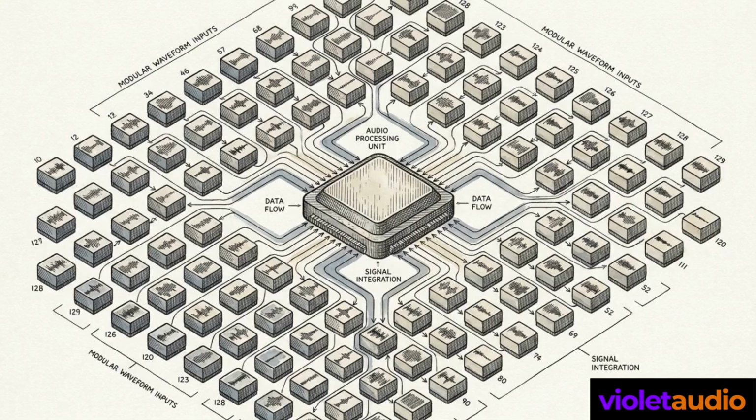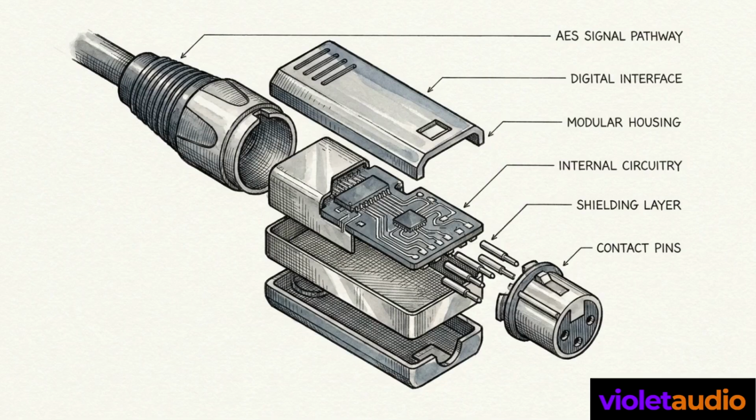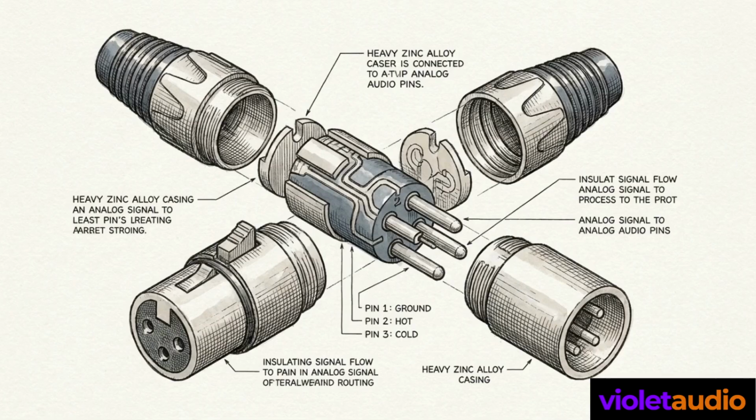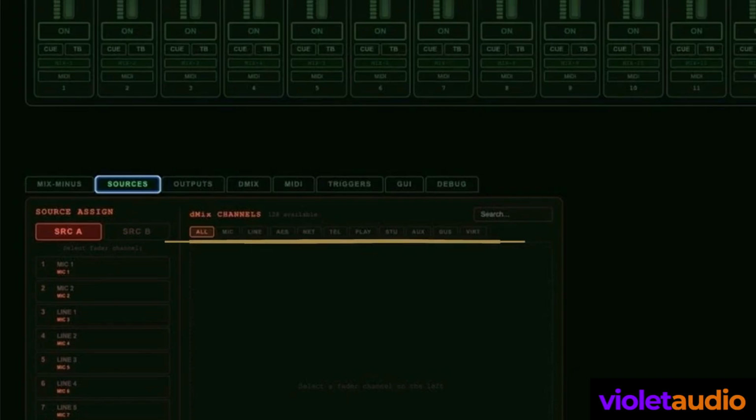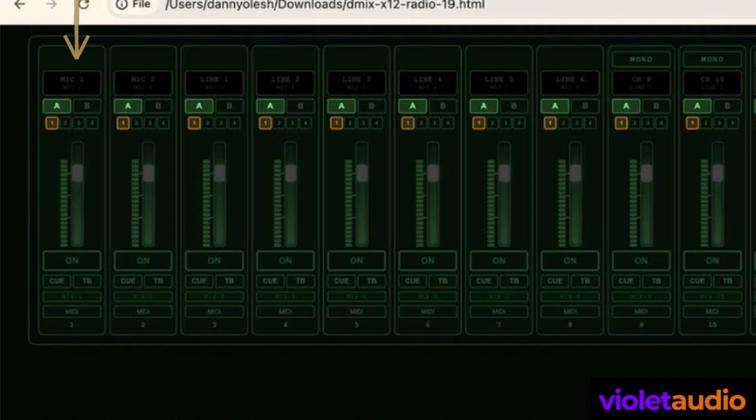A single dMix hardware core manages up to 128 available input channels across a facility's network. To organize this raw I/O count, the system categorizes the inputs into logical groups, separating AES digital feeds, networked AOIP sources, and analog microphone or line inputs. In the Sources panel, the operator filters the 128 hardware inputs using group tabs. Once located, these feeds are dynamically assigned to the primary A or secondary B source slots on any virtual channel strip. On the main operating surface, the channel's OLED display inherits the assigned hardware source name, updating in real time alongside the active A and B selector buttons.